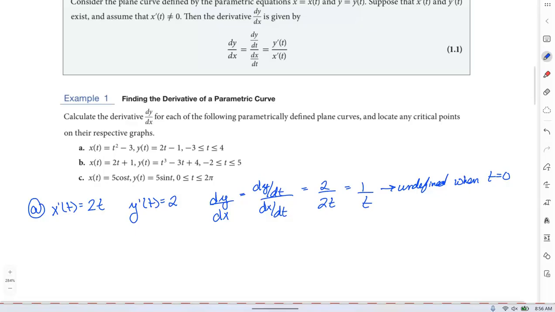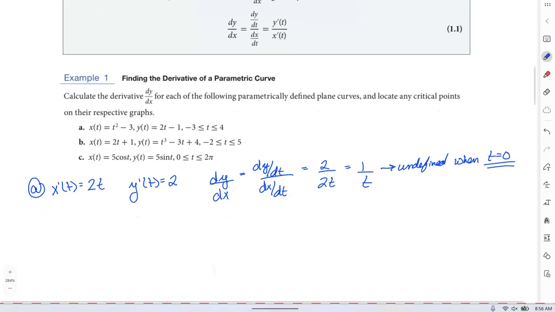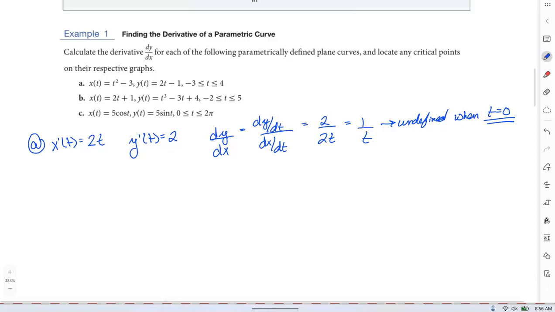So let's analyze that a little bit more. What's happening when t is equal to 0? So I'm going to graph this function, and I'm going to cheat a little bit, and I'm going to graph this in Desmos.